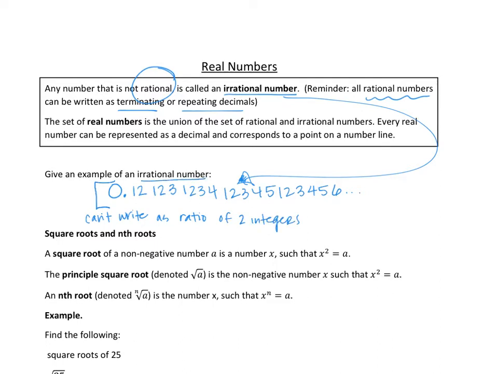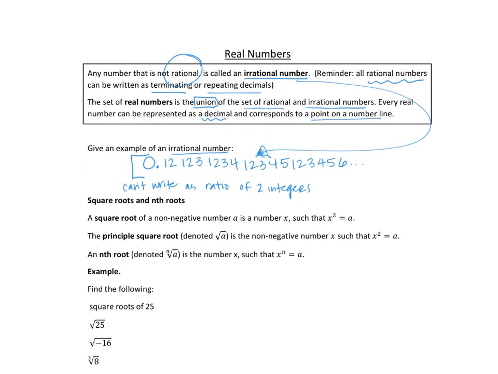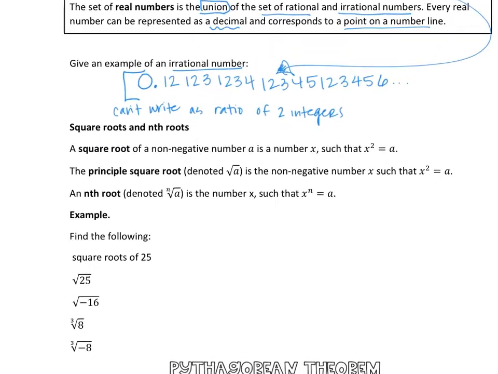Now the real numbers are the union, which means all together, the set of the rational and the irrational numbers together. And every real number can be represented as a decimal and corresponds to a point on the number line. So we're kind of putting together all the number sets that we have been talking about this whole semester and putting them all together as this big chunk called the real numbers.